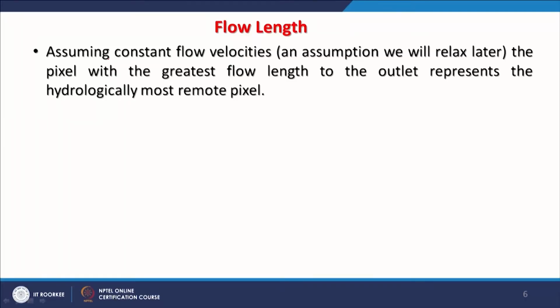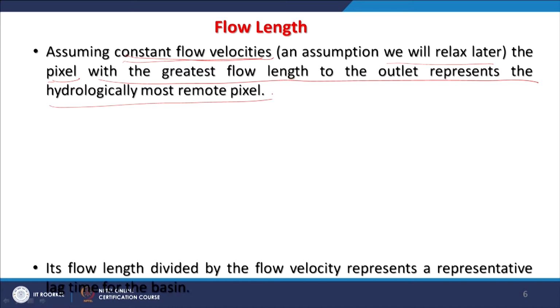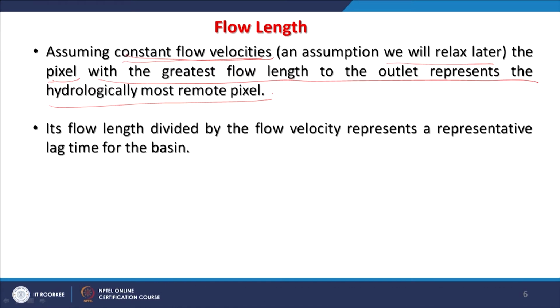So, if we assume constant flow velocity, since in modeling some assumptions will always be there, here if we assume that the velocity through this travel path is constant, which maybe we will relax later, the pixel or the cell with the greatest flow length to the outlet represents the hydrologically most remote cell. Flow length divided by the flow velocity represents a representative lag time for the basin.